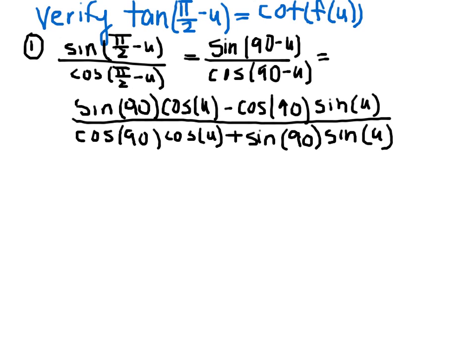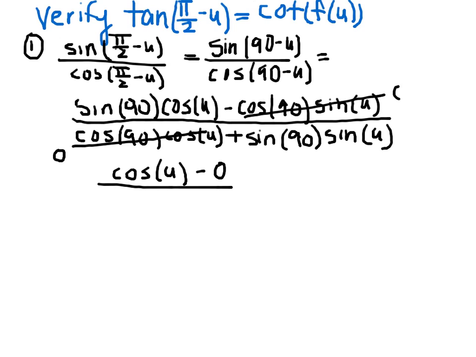Okay, now we can simplify a little bit more. We know what the sine of 90 is. That's 1. So the first term in the numerator will be just cosine of u. And we know what cosine of 90 is. That's 0. So the second part will cancel to 0. All over, cosine of 90 is 0, so this part will be 0, plus the sine of 90 is 1. So we're just left with the sine of u on the bottom.